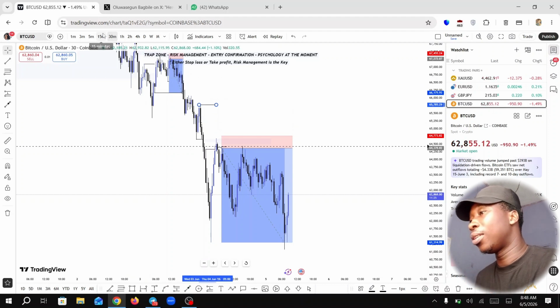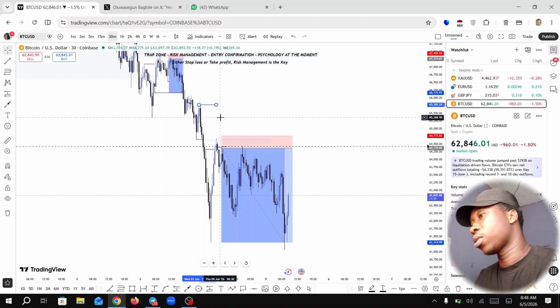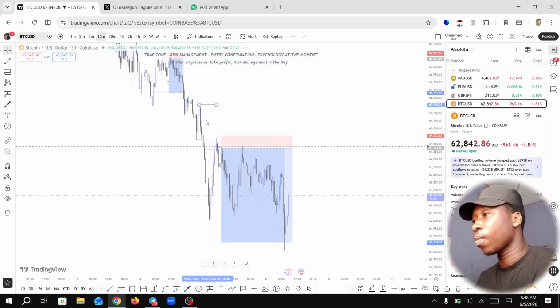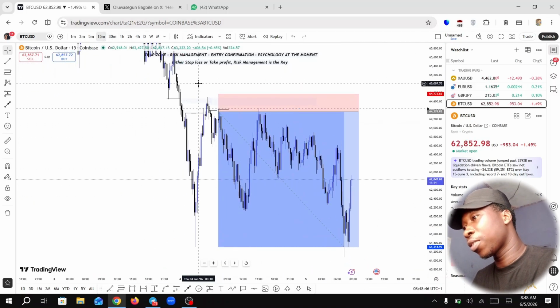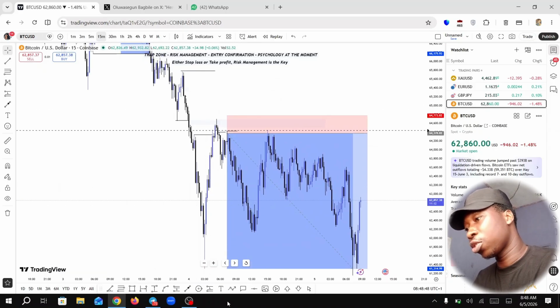Okay. So now, let's go to the 15 minutes time frame. I caught this trade on the 15 minutes time frame. Yeah. So now, as you can see on the 15 minutes time frame, we have multiple break of structures here. We have these, we have these, we have these. Then we have this.